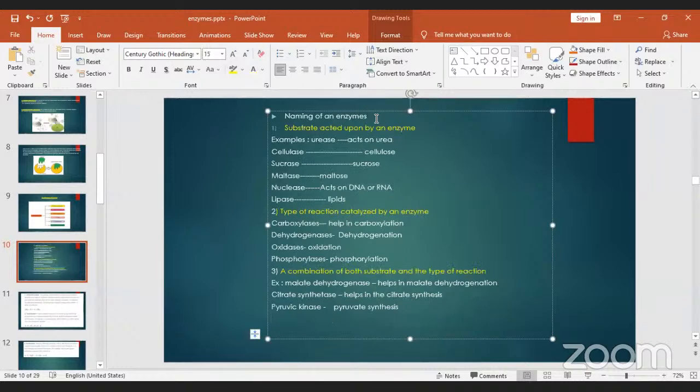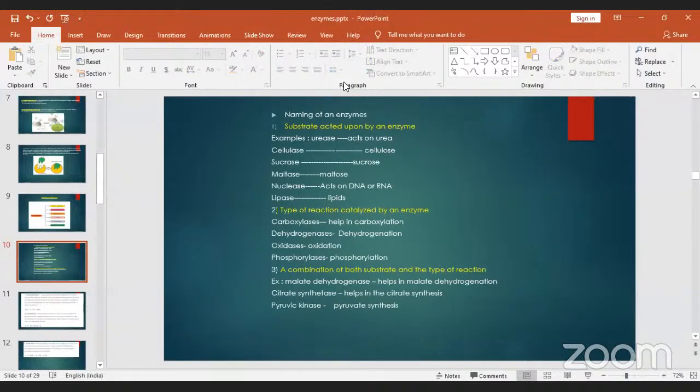So this is the naming of an enzyme. One is the substrate acted upon by the enzyme. Second one, type of reaction catalyzed by an enzyme. Next one, combination of both substrate and the type of reaction.